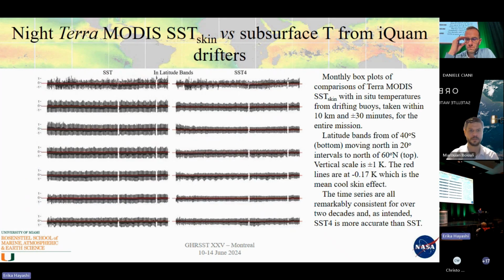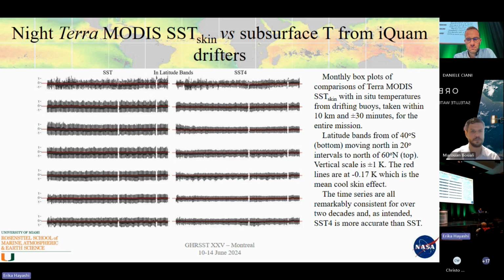And here we have a comparison as monthly box plots of the SST derived from Terra. So this is 2000, this is 2022, I think. This is the latitude band south of 40 degrees south, 40 degrees to 20 degrees south, 20 to the equator, equator to 20 degrees north, and so on. And this is north of 60 degrees. There is remarkable consistency throughout the 2 missions.